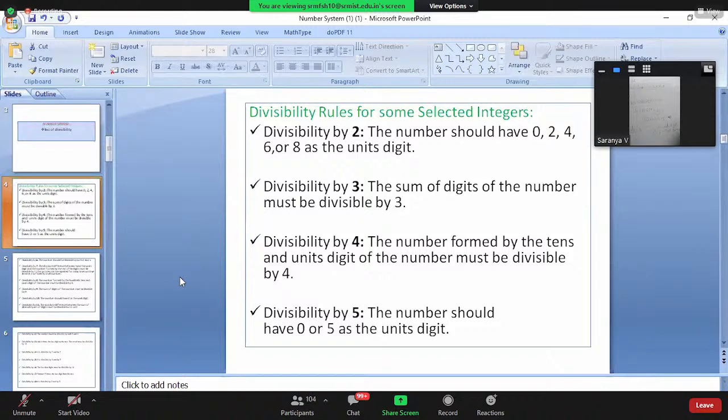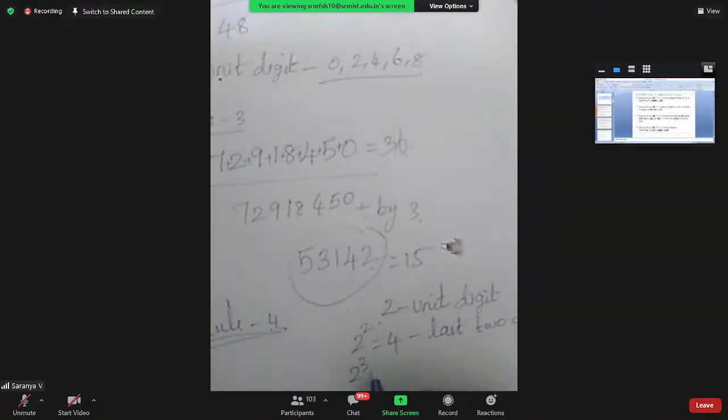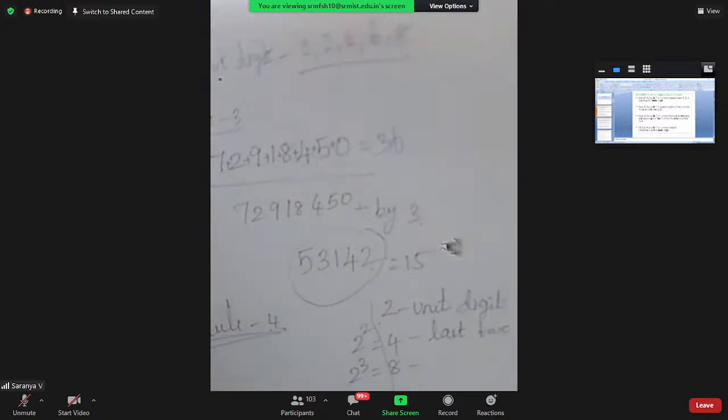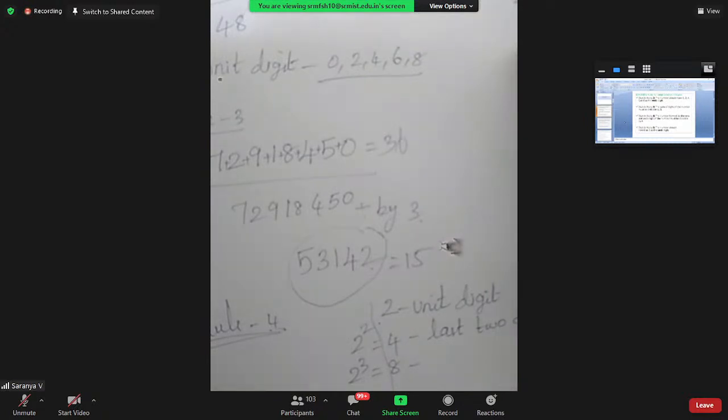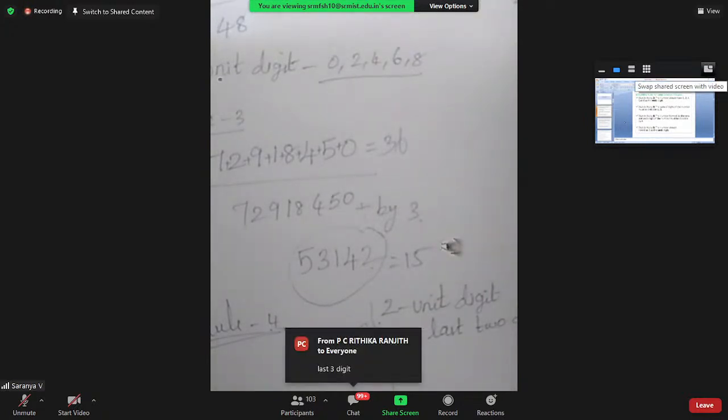Can you guess for 2 cube? That is 8. What is the rule of 8? Can you guess for 8? Post your answers in the chat box. Last three digits. Very good. Last three digits.